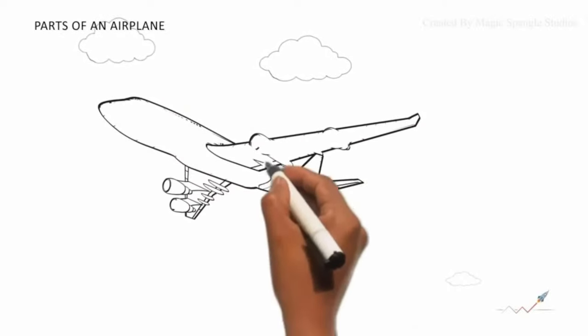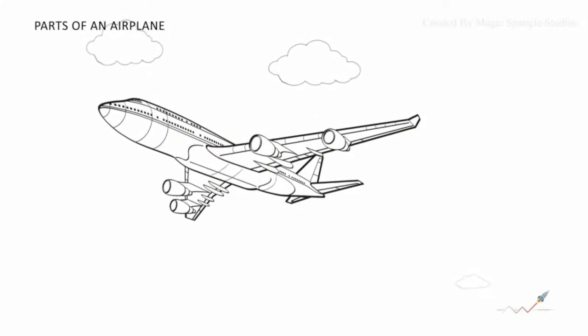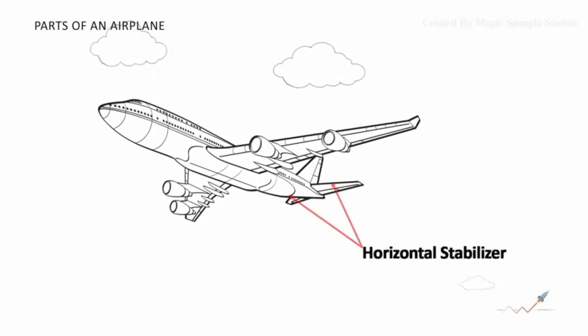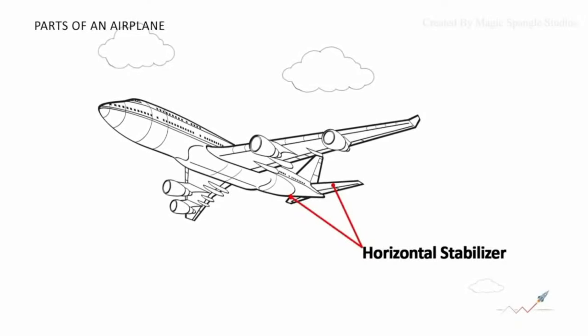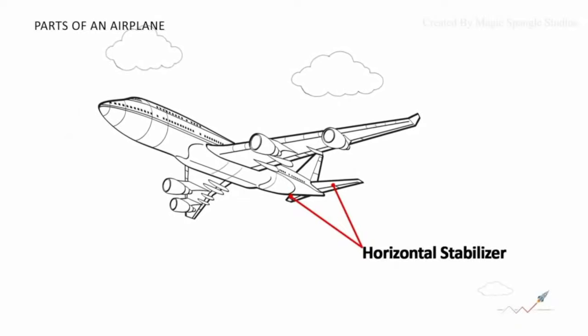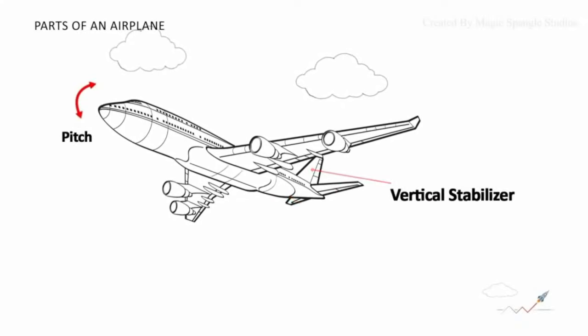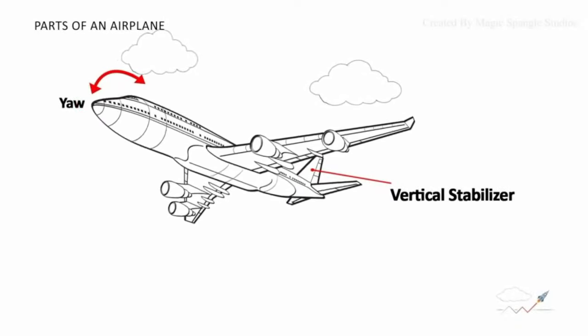Stability in an airplane is a tendency to return to its initial state after a disturbance from that state. The horizontal stabilizer performs this function when the disturbance force causes the nose of an airplane to move up or down. Such movement is called pitch. The vertical stabilizer provides stability for a disturbance in yaw. Yaw is side-to-side motion of the nose.